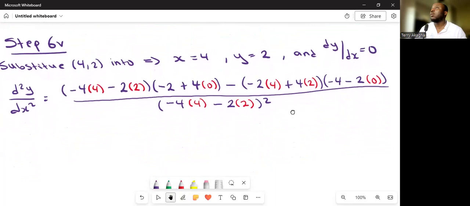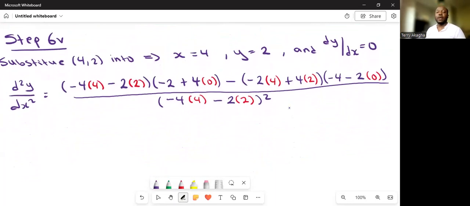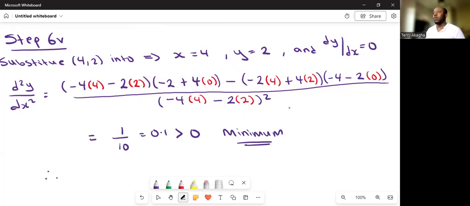You punch all this into your calculator, and that should give you 1 over 10, which is the same thing as saying 0.1. And 0.1 is greater than 0. So when your second derivative is greater than 0, it means it's a minimum. So now we can say, therefore, the point 4, 2 is going to be a minimum point.